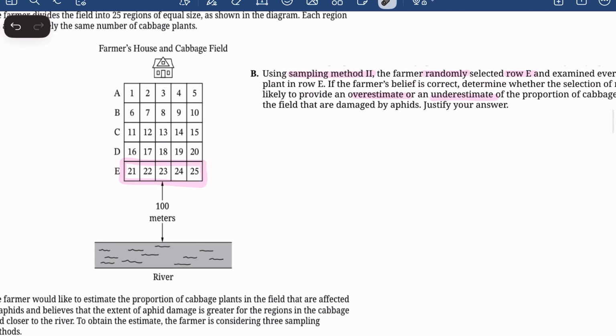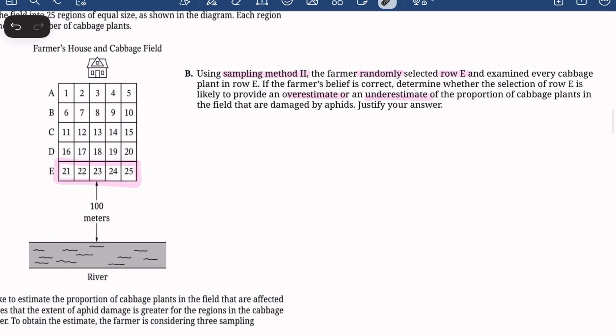So if he randomly selected row E, then definitely you're going to get the largest percentage of cabbage plants that are damaged by aphids, because out of all the rows, row E is closest to the river. So of course we expect what? We expect the percentage that we calculate to be an overestimate of the percentage of plants in the entire field that are damaged by aphids, because row E is closest to the river.